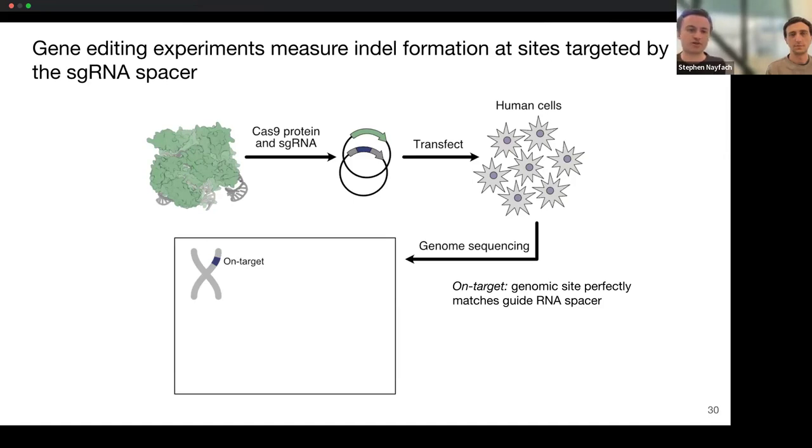So we have the protein and the guide RNA. We put those into separate plasmids and transfect those into human cells. We can then sequence the genome and look and see if editing has happened. So in this case, we're looking for on-target editing. So these are cases where the genomic site perfectly matches with the guide RNA spacer. And we expect to see editing at that site when we sequence the genome.